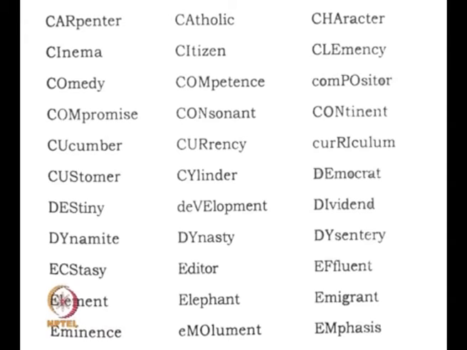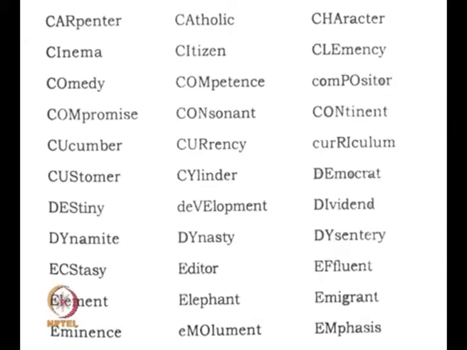Cinema. Cinema. What is cinema? Cinema. Go on. Clemency. Clemency. Comedy. Comedy. Competence. Competence. Compositor. Compromise. Compromise. Consonant. Continent. Continent. Cucumber. Cucumber. Currency. Currency. Curriculum. Curriculum. Customer. Customer. Cylinder. Cylinder. Okay, you can sit down. Next, please.